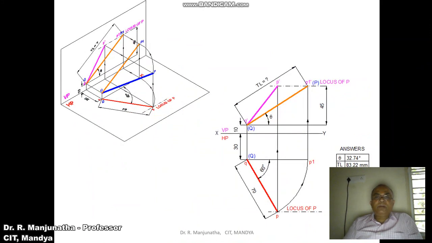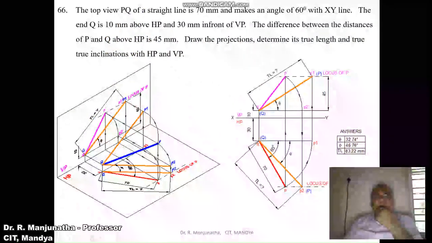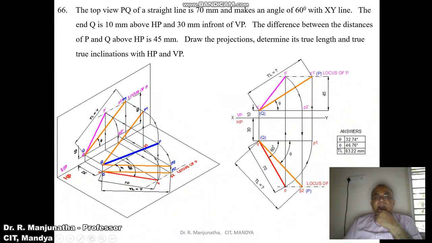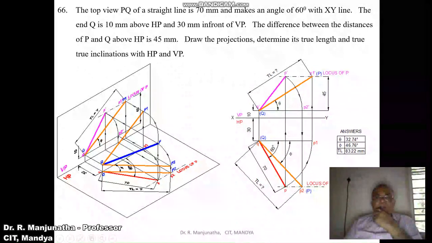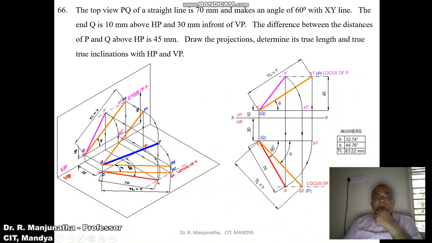Now we will solve the problem. First we will draw the XY line and mark XY, VP and HP. We know that the end Q is 10 mm above HP and 30 mm in front of VP. So from the XY line we measure 10 mm and draw a horizontal line, and similarly from the XY line we measure 30 mm below and draw a horizontal line. Then consider any point on this line and draw a vertical projector so that it cuts at both Q dash and small q. So you mark this as Q dash and this as small q.